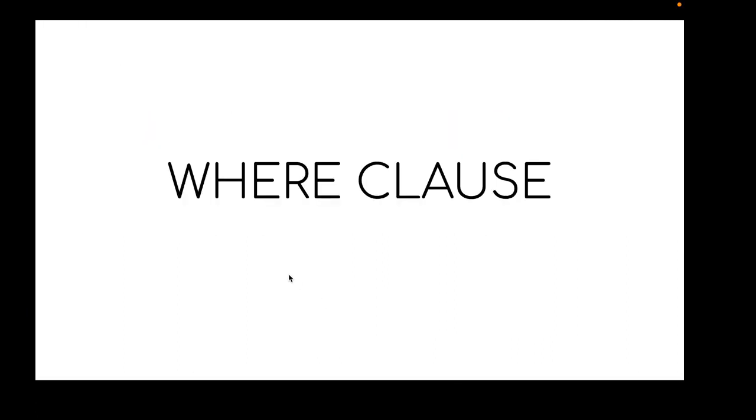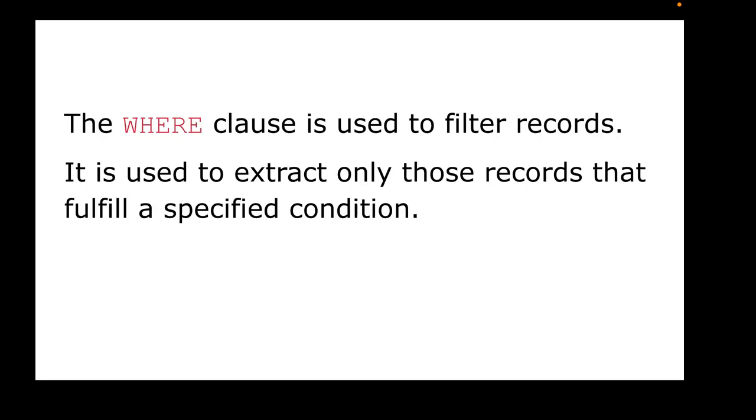So today what we are going to discuss is the where clause. Okay, what is the where clause? Just go through the definition. The where clause is used to filter records. It is used to extract only those records that fulfill a specified condition. It's very simple. In the last video we discussed the asterisk, which is used to display all the records from the table. In such scenarios where we need the data under a specified condition, we go for the where clause.